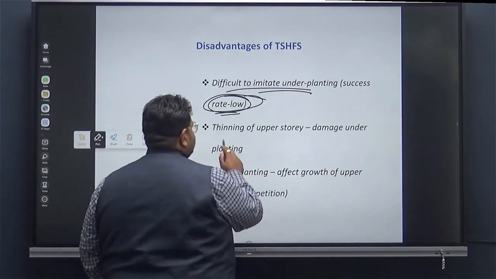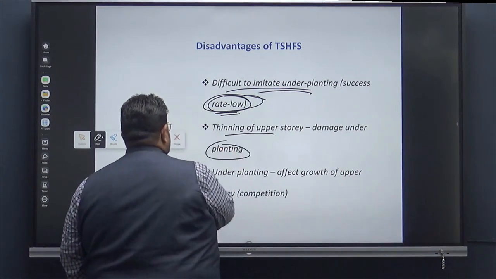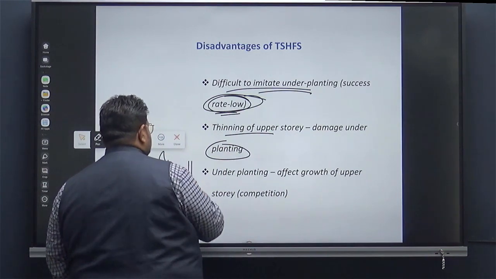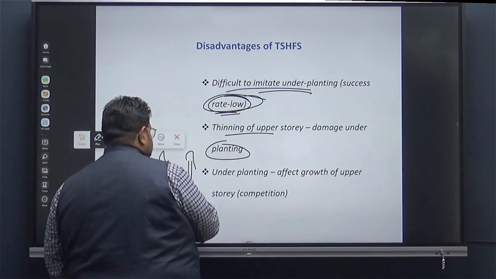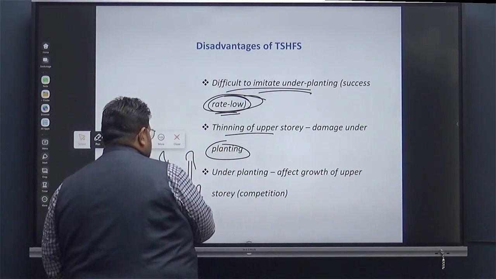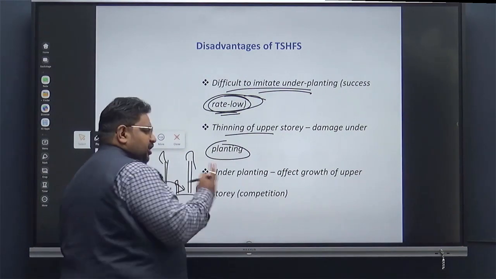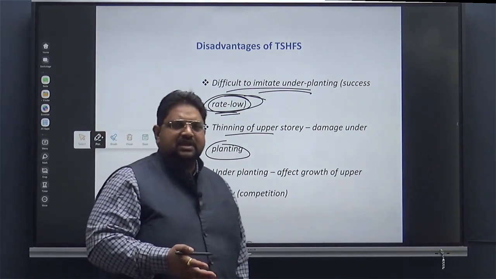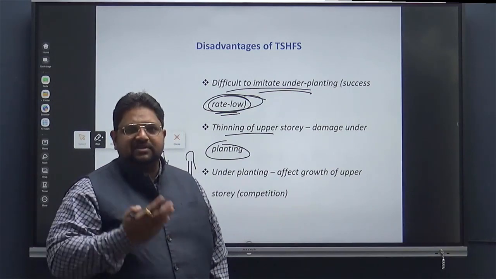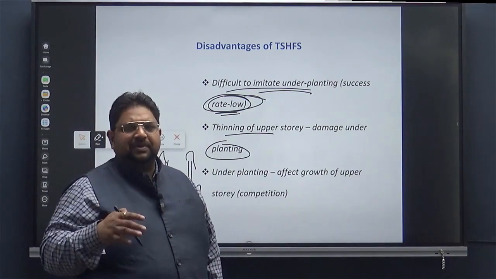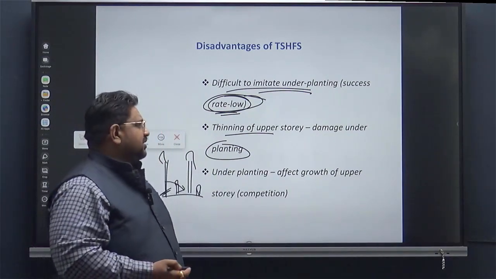Then, thinning of the upper stage. Whenever you cut down the trees which are in the top canopy, there are some trees in the bottom canopy. If you cut down, they will definitely fall on the understories, and most of the time during the harvest of the top canopy, the lower ones will get damaged.